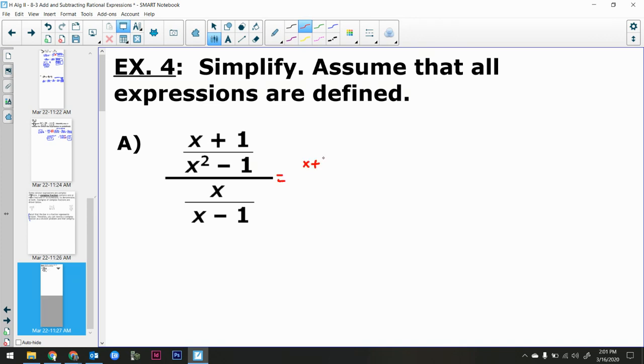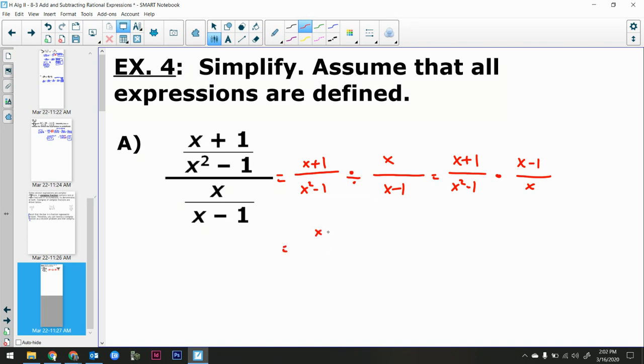This really equals x plus 1 over x squared minus 1 times, actually, I'll write it out as division first. X over x minus 1, right? Well, keep, change, flip. X plus 1 over x squared minus 1 times x minus 1 over x. Okay, you follow me what I just did? I just kind of rewrote it and multiplied by the reciprocal.